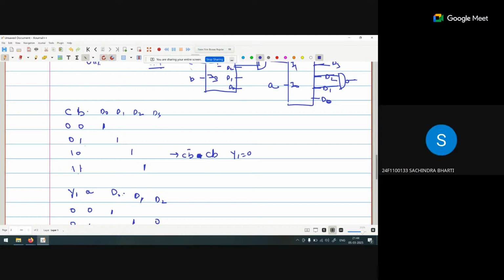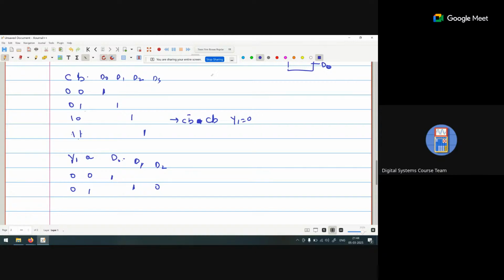Can you repeat why D2 is always 0? Because we have only two combinations possible. One is 0, 0 and the second is 0, 1.